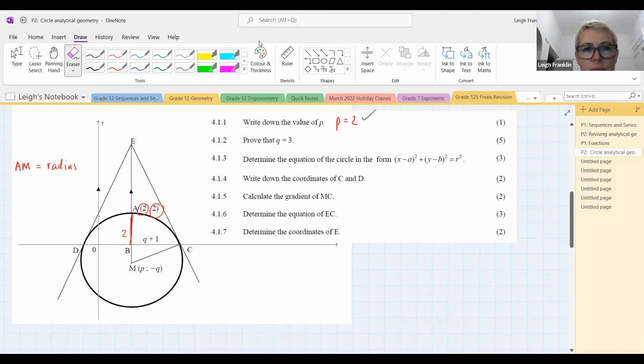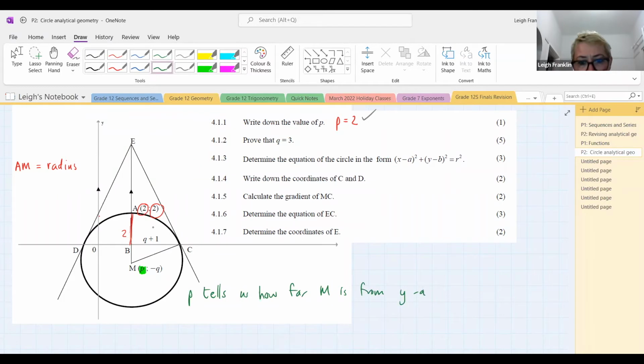All right. So B and M have the same X value. They certainly do. So at M, the value of P tells us how far M is from the y-axis. So this little P over here tells us how far M is from the y-axis. That's what an x-coordinate does.